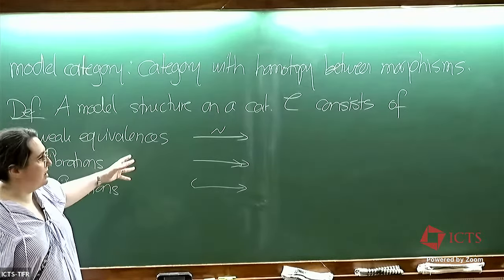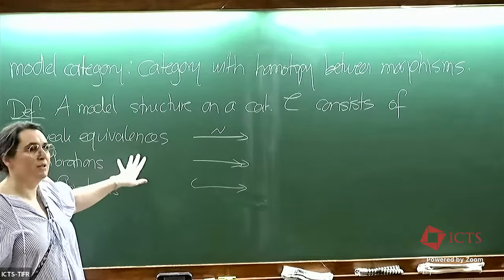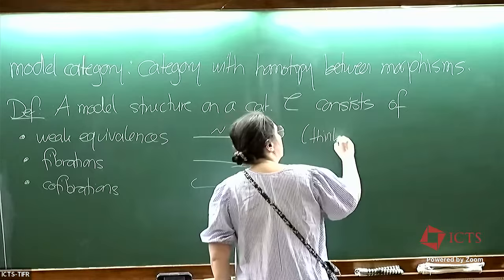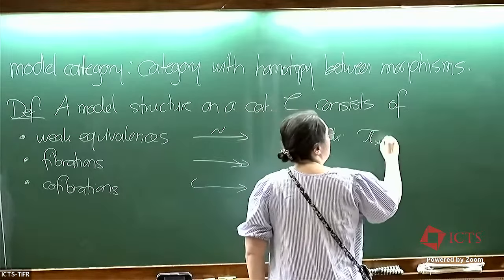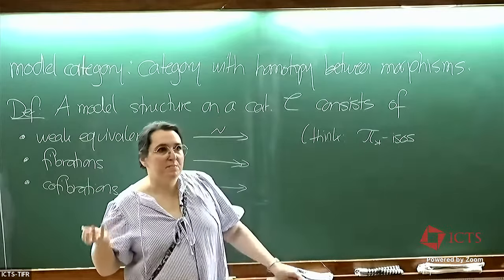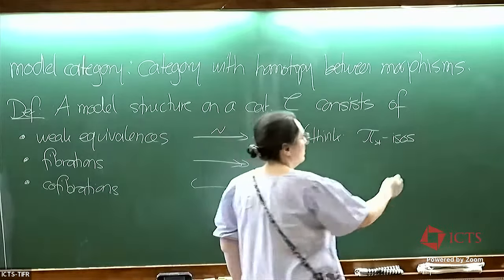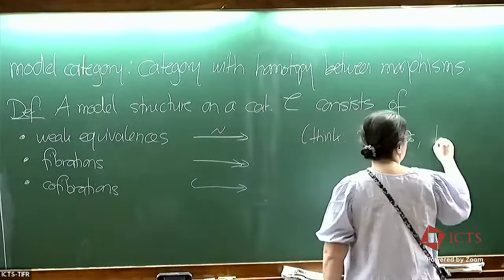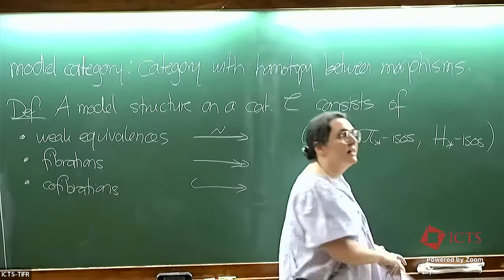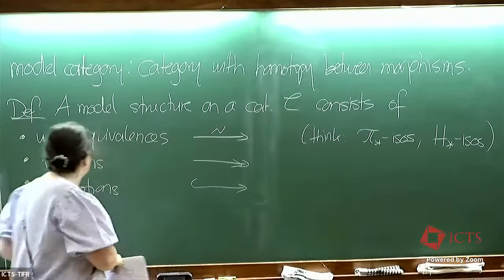So if you are a topologist, think of those as maybe weak homotopy equivalences on spaces, or if you're more algebraically minded, you can think of homology isomorphisms on chain complexes. It's that sort of thing.